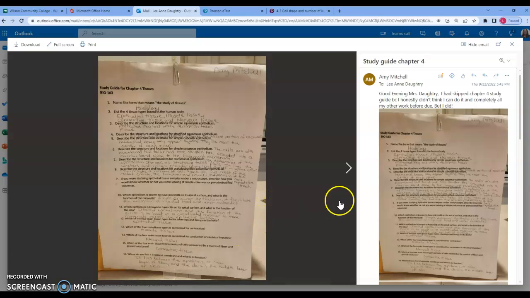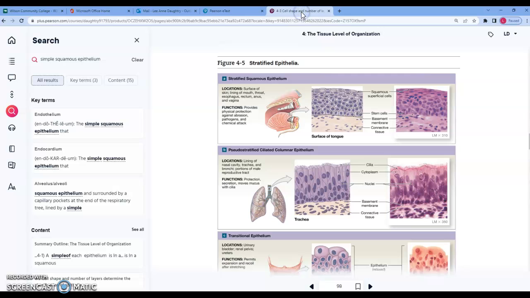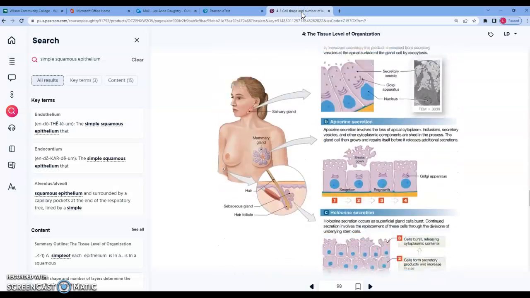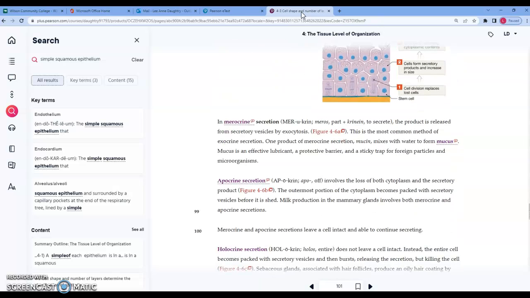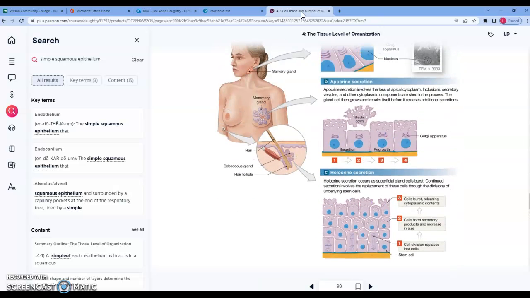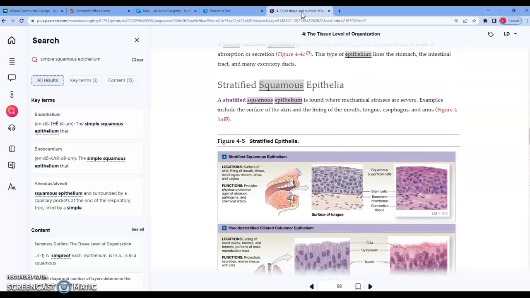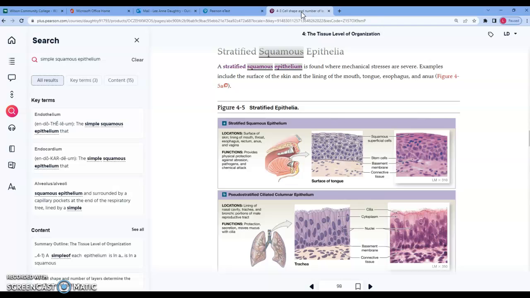Number 16, where do you find a basement membrane and what is its function? It lies between the epidermis or outer layer of skin and the dermis. That's true, but a basement membrane underlies all epithelial tissue. Let's go back here. All epithelial tissue has a basement membrane underlying it. So let's see if I can find, oh, it's in all of these pictures.